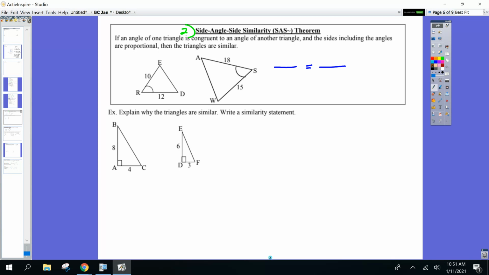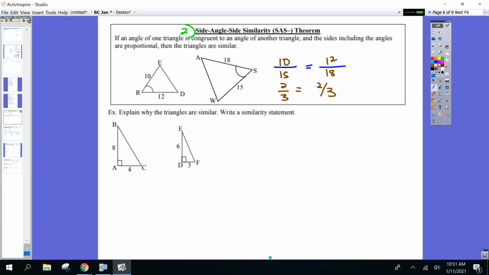Here's what I'm talking about. The 10 here in the little triangle matches up with the 15 in the big one, and the 12 in the small one matches up with the 18. I need to check if those are the same ratios or not. If they are, then it's side angle side. All right, how do I check? How do I know if two ratios are equal to each other? Two different ways. You can reduce 10 over 15 reduces to 2/3. 12 over 18 reduces to 2/3 as well.